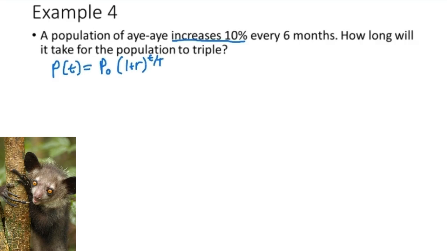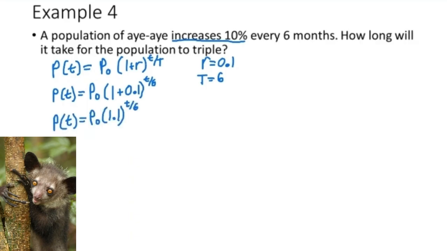According to the information provided in the problem, r is 0.1 and T is 6 months. But here they did not tell us what the initial population is. So if we just fill in what we know, we have P of t equals P sub 0 times 1 plus 0.1 raised to the t over 6. And if we clean that up, we have P of t equals P sub 0 times 1.1 raised to the t over 6. But again, I still don't know the initial population.